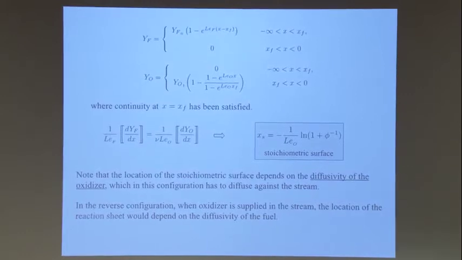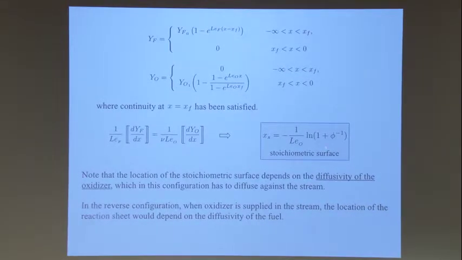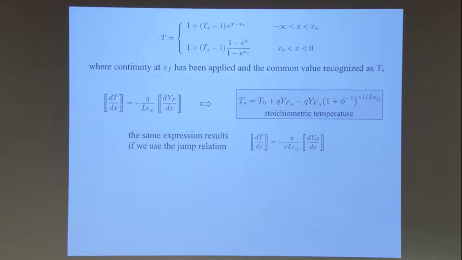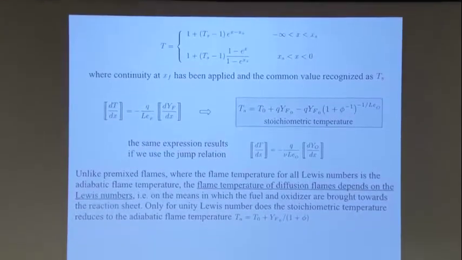If I had inverted the situation and brought the fuel from the top, the sheet would depend on the Lewis number of the fuel. The next step is to solve for the temperature. Again, we know that the temperature is continuous, so I now call it Ts instead of Tf, which is the stoichiometric temperature, or the temperature at the stoichiometric surface. And this condition gives you the expression. Note that the stoichiometric temperature depends on the Lewis number, and so it's not the adiabatic flame temperature. And that's what's written here.